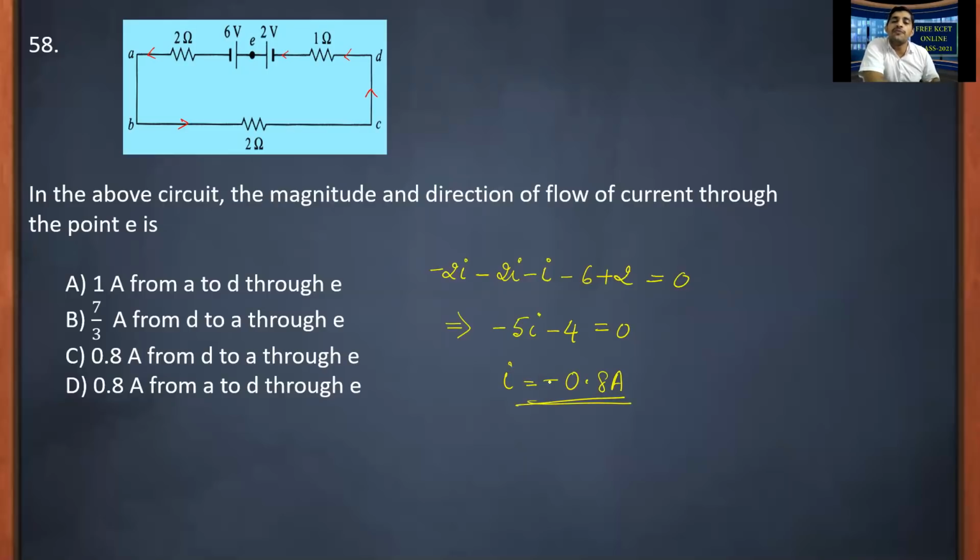Okay, then what is the meaning of minus? So the direction what we have assigned is from D to A, but we are ending up with the minus 1. That means the current has to flow in opposite direction. So current has to flow from A to D through E with a magnitude of equal to 0.8 ampere. So 0.8 ampere from A to D through E. So option has to be this one. So current has to flow from A to D, not from D to A.